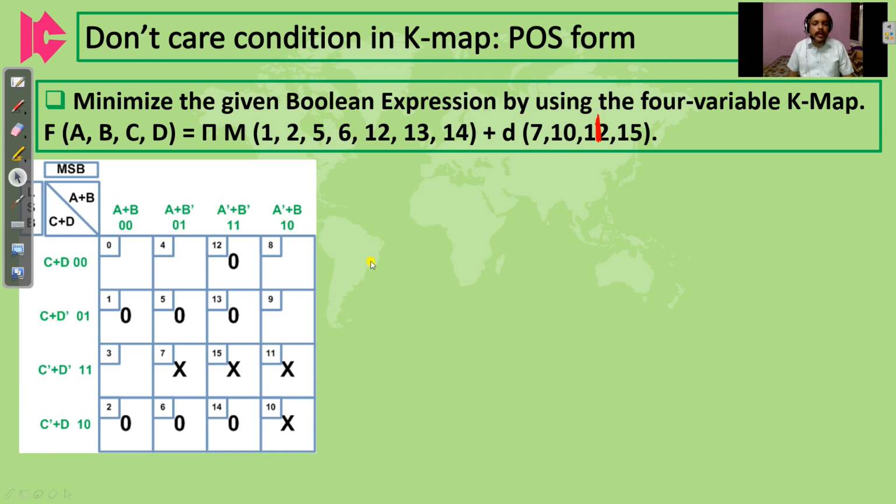So if we enter all the max terms, the 0 output is present at 1, 2, 5, 6, then at 12, 13 and 14. Similarly here at 7, 10, 11. So don't consider it as a 12, it is 11. 7, 10, 11 and 15. So 7 don't care, 15 don't care, 11 don't care, 10 don't care.